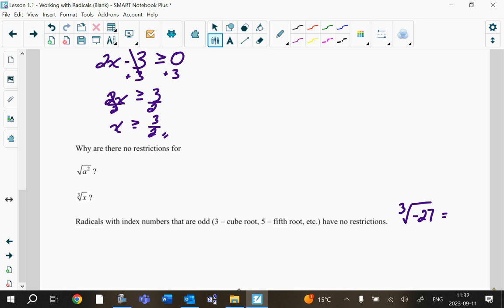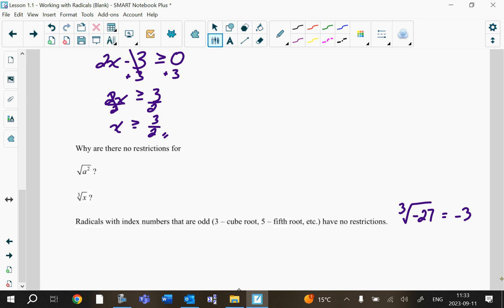What's the cube root of negative 27? Negative 3. And that works because negative 3 times negative 3 is positive 9, and 9 times negative 3 is negative 27. So you can take the cube roots of negative numbers. You just can't do the square roots.